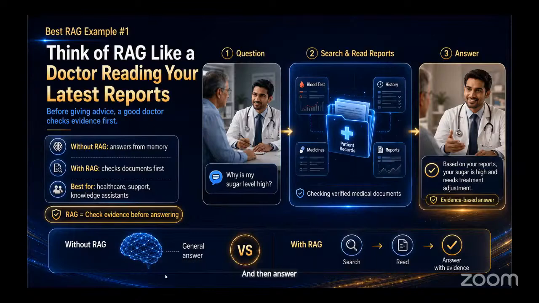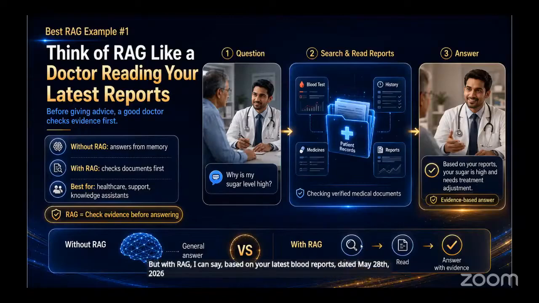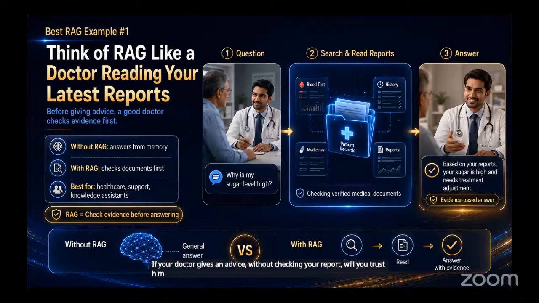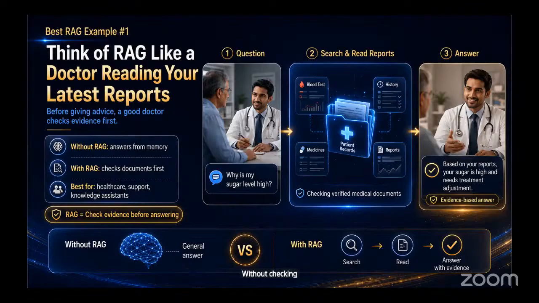Without RAG, AI may say your vitamin level looks normal. But with RAG, AI can say, based on your latest blood reports dated May 28th, 2026, your vitamin D is low and B12 is improved. I'm just giving an example, guys. Let me ask one simple question. If your doctor gives advice without checking your reports, will you trust him?